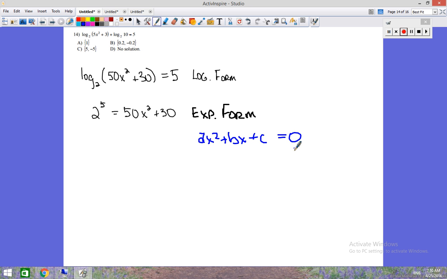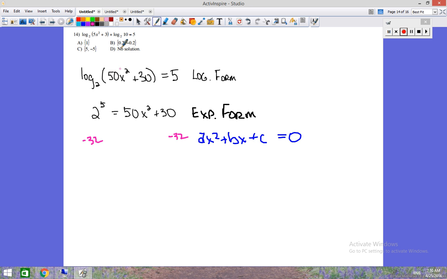Identify a, b, and c, and we can use the quadratic formula if it doesn't factor. If it factors, we'll use that because that's generally a quicker solution. So, returning back to our problem here, 2 to the 5th power is 32. If we subtract 32 from each side, what do we get?